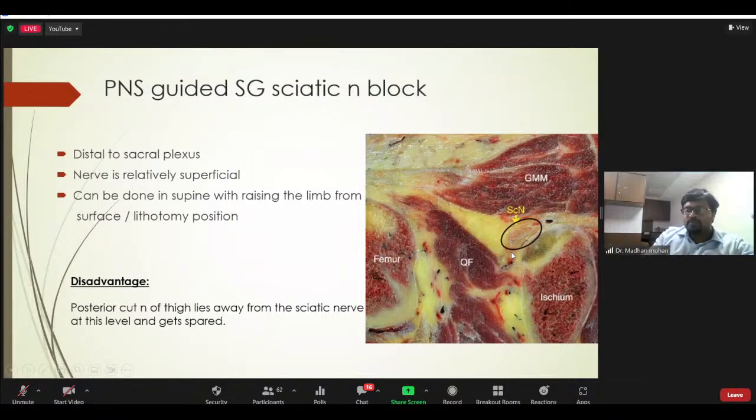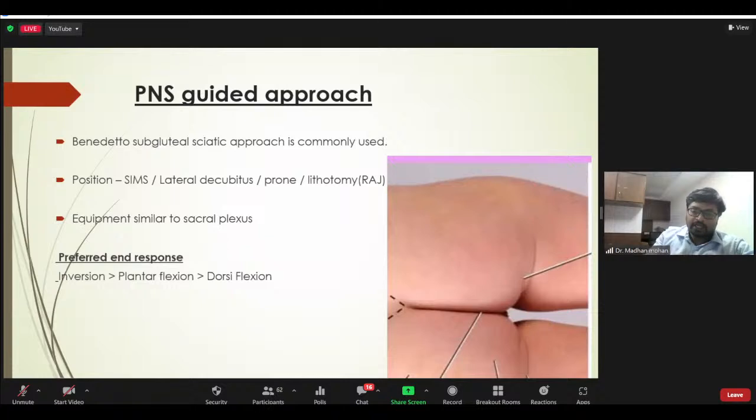The only disadvantage of this block is that the posterior cutaneous nerve of the thigh will be spared, because it lies far away from this nerve. If you are going for the sacral plexus block, the posterior cutaneous nerve of the thigh will be blocked. But here the nerve is spared, so that should be kept in mind whenever you are doing this block and expecting a dermatomal blockade on the posterior side of the thigh.